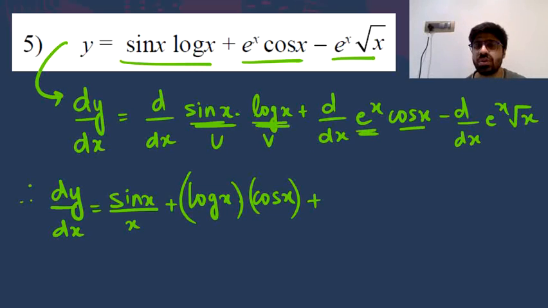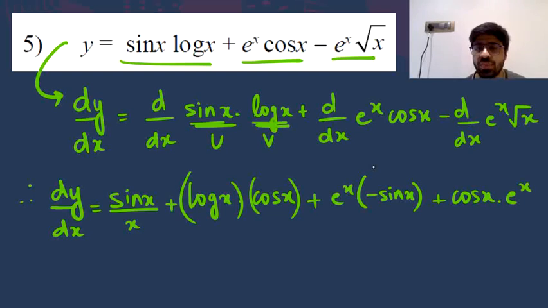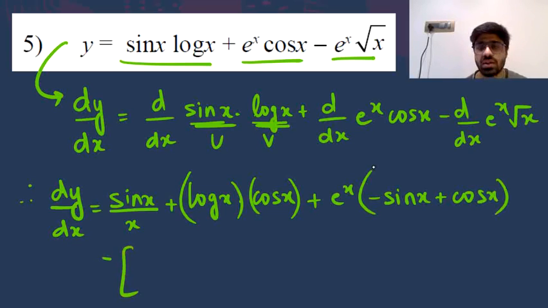So that will be u into the derivative of v, that is e power x into minus sin x, plus v into the derivative of u, that is cos x into derivative of e power x, which is e power x only. From these two terms, if you pull out e power x common, you will have e power x into minus sin x plus cos x minus, let's keep the derivative of these two terms in one bracket.